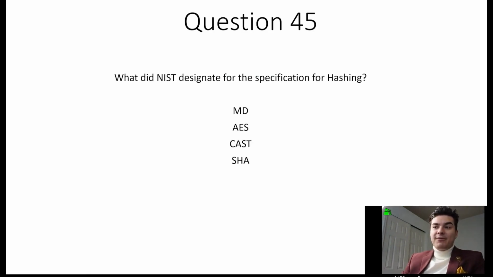What did NIST designate for the specification for hashing? NIST is the National Institute of Standards and Technology, and it provides guidance and recommendations for encryption of electronic information and how to handle data. For hashing, they would recommend SHA. And for encryption, they have a few different ones, but one of the main ones is the Advanced Encryption Standard, which is a very famous and the most popularized encryption in the United States.